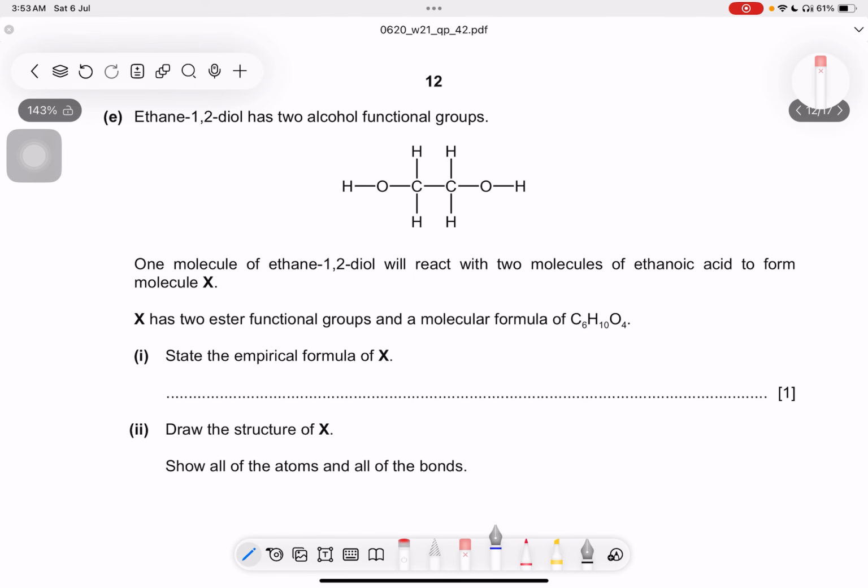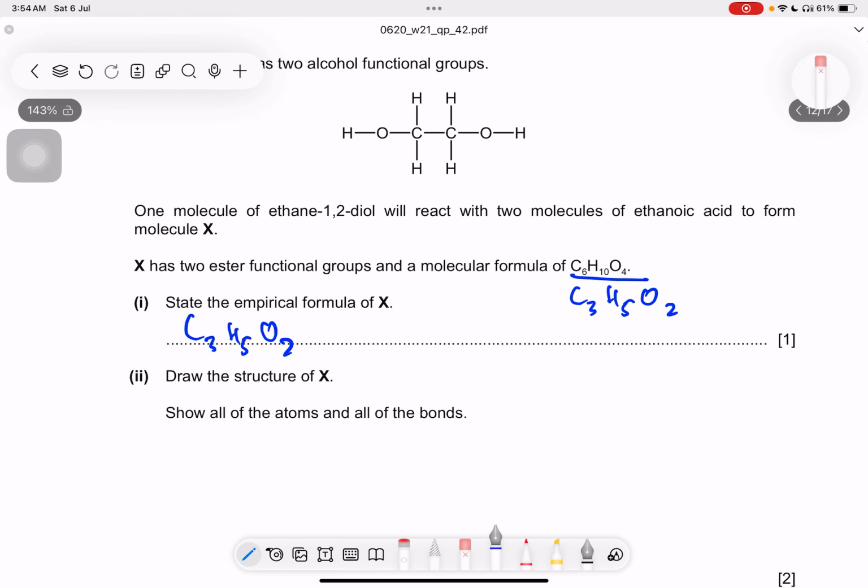Ethane-1,2-diol has two alcohol functional groups. One molecule of ethane-1,2-diol will react with two molecules of ethanoic acid to form molecule X. X has two ester functional groups and a molecular formula. State the empirical formula of X. So for the molecular formula, just take the simplest whole number ratio, dividing all of these by 2: C3H5O2.